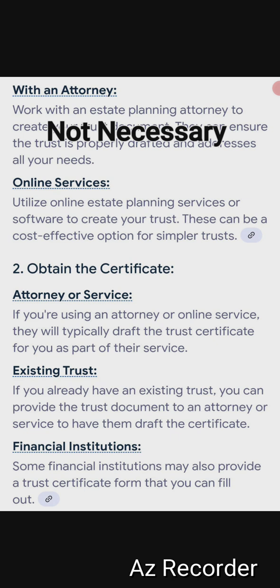If you're using an attorney or online services, they will typically draft the trust certificate for you as part of their service. Existing trust: if you already have an existing trust, you can provide the trust document to an attorney or service to have them draft a certificate. Some financial institutions may also provide a trust certificate form that you can fill out.